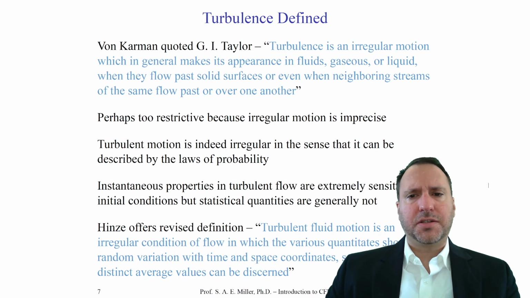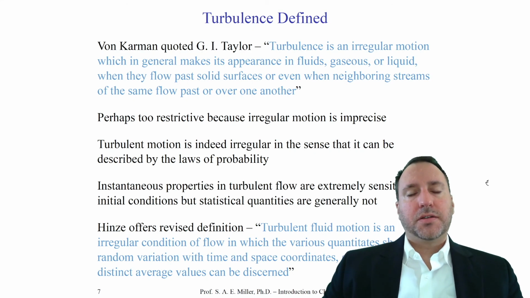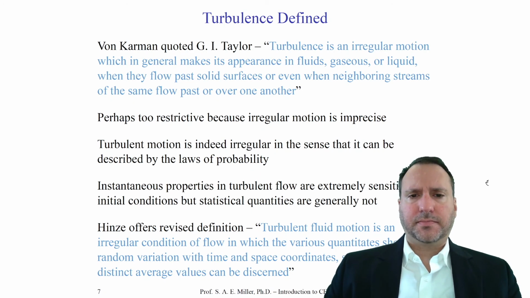This is just one particular definition, but note that G.I. Taylor defines that turbulence happens in fluids, gases, liquids, and note that includes plasmas. So there is turbulence in plasmas, and the whole field of plasma dynamics has, of course, people working in turbulence too. This is perhaps a little bit too restrictive of a definition because it doesn't really discuss what irregular motion might be. Turbulence is certainly an irregular motion. In fact, it's chaotic as a dynamical system in itself. It's not deterministic in the sense that it can only be described by the laws of probability and statistics.